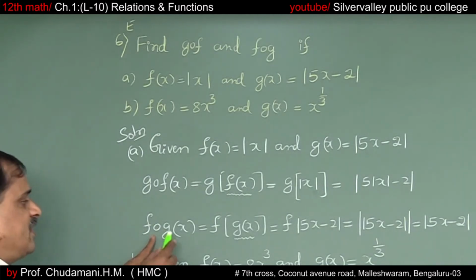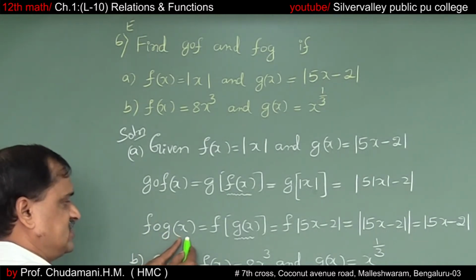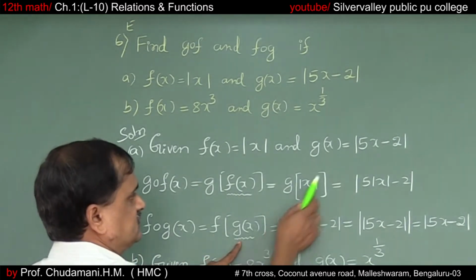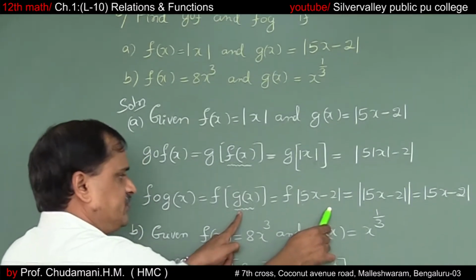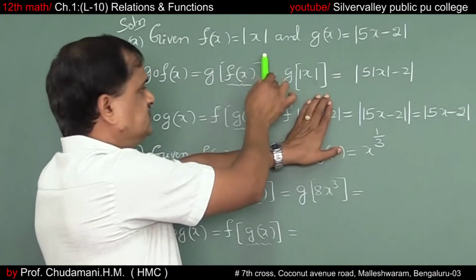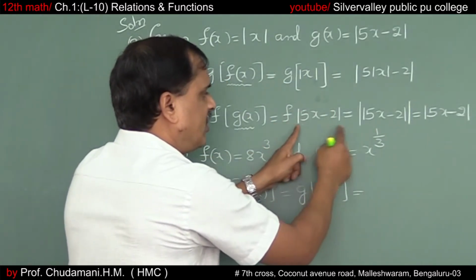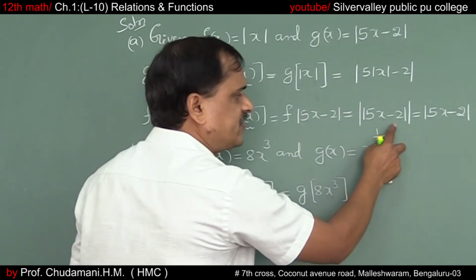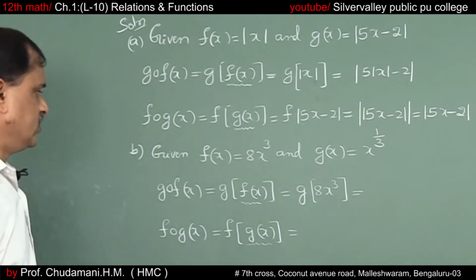And fog of x, that is the composition of g and f of x, is equal to f of g of x. That is f of g of x is what? Modulus of 5x minus 2. This is just like f of x. What is f of x? Mod x. f of y is mod y. f of this is modulus of this. That means modulus of 5x minus 2, nothing but modulus of 5x minus 2 only.